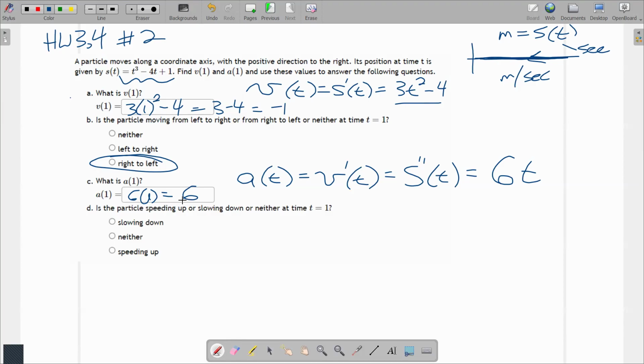Okay, so how many people vote for speeding up? 1, 2, 3, 4, 5 people. How many people vote for slowing down? 1, 2. You just changed your vote? Yeah. Okay. How many people vote for neither? How many people abstained? I know some of you abstained here. Okay, that's okay. So it looked like we had more people on speeding up than slowing down. I think we had like 4 to 2 and then a bunch of abstentions. Okay, so let's look at the graph and see.